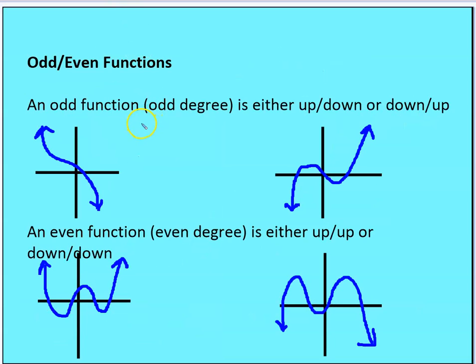All right, so odd or even. An odd degree function is either up, down, or down, up. An even degree function is either up, up, or down, down. We're going to talk about quartic, which is 4th degree, and cubic, which is 3rd degree, pretty exclusively, mostly the cubics. For cubics, 3rd degree, it's up, down, or down, up. And for even quartic, up, up, or down, down.